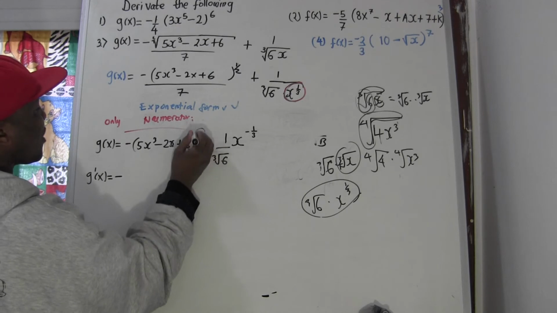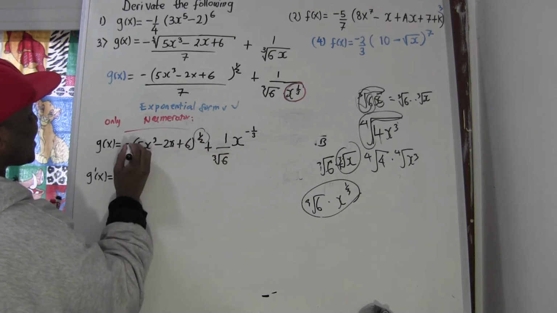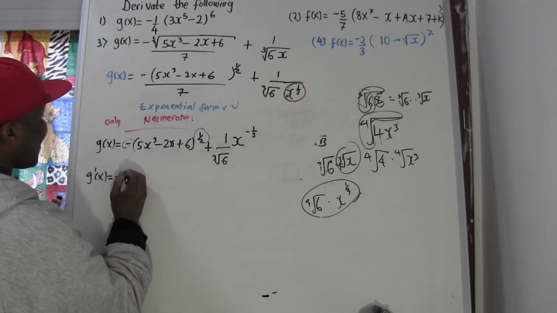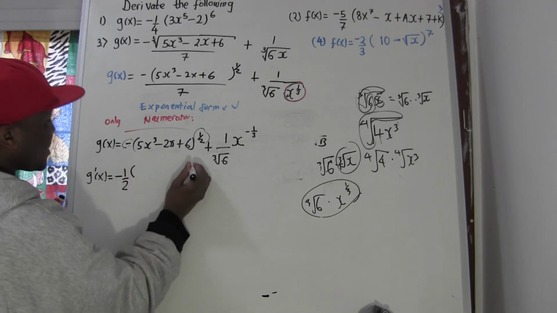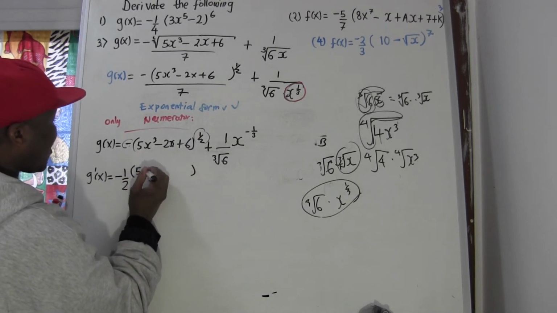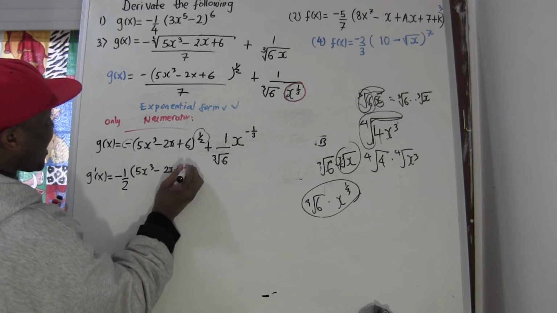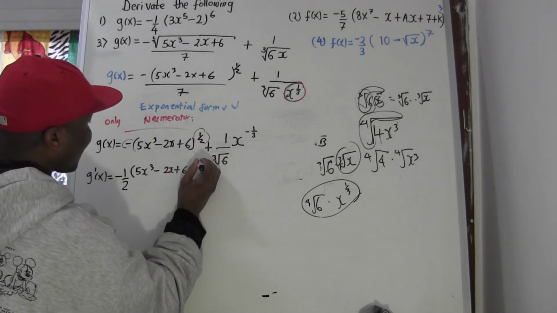It's going to be negative. Take whatever is here, multiply by anything here. So there's nothing here. It's like a negative. A half times negative is going to be negative a half. And then we're still going to have something. Drop it here, 5x cubed minus 2x plus 6. A half minus 1 is going to be negative a half.